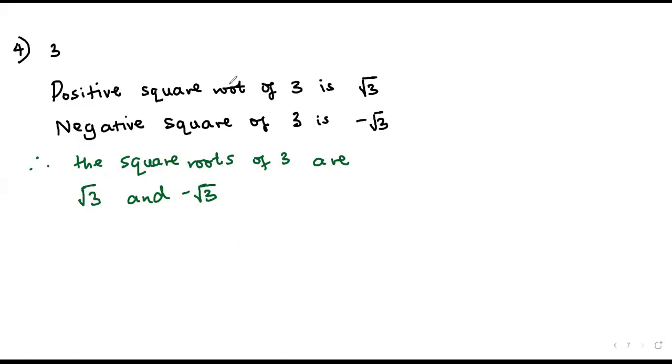Yes. Another number that is not a perfect square, like let's say 5: the square root of 5 and the negative square root of 5, because there is no number that you can multiply by itself to get 5. Another number can be 6, 7, 8, 10. All of those will write their square roots like this. Okay. Now let's look at number 5.